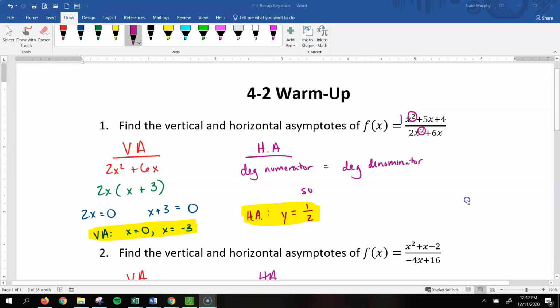So you want to make sure that when we give an asymptote, we write it as an equation. So don't just say 0 and negative 3. What we do is we say x equals 0 and x equals negative 3 would be our two vertical asymptotes.